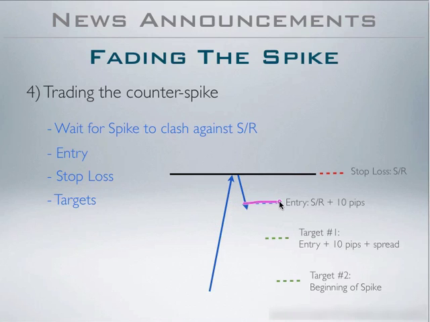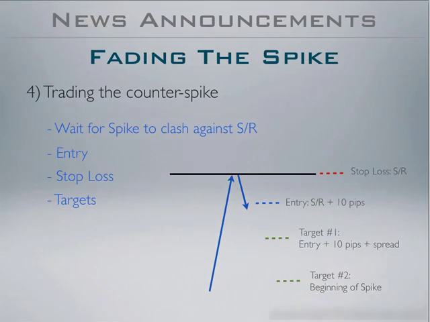If you took your trade with 4 lots, you will exit 2 lots there for plus 10 pips, plus the spread again. Then you will exit the remaining 2 lots at the beginning of the spike, and at no point you will trail your stop loss to break even. You will just leave it there, at that level of support and resistance, which effectively will be also 10 pips.